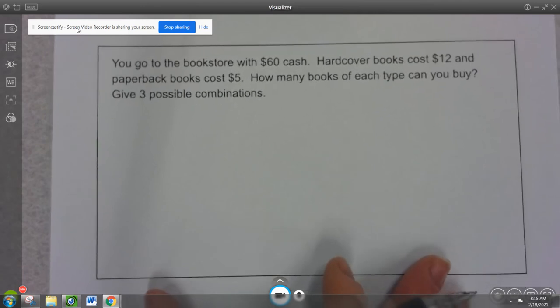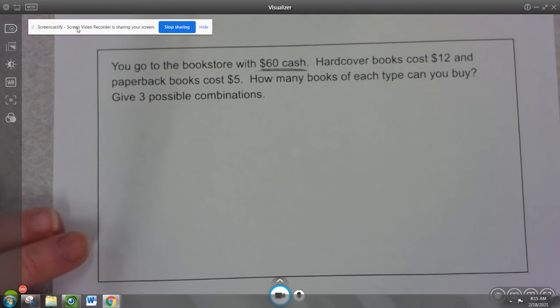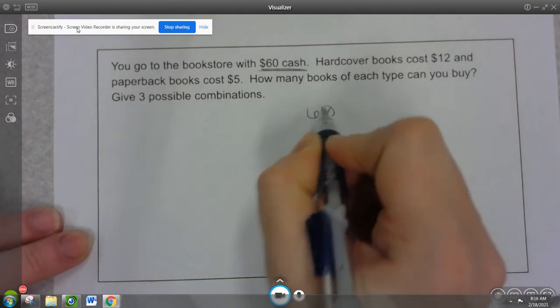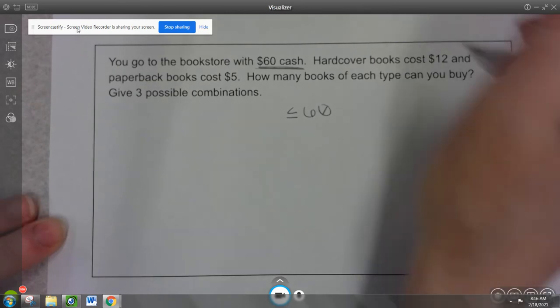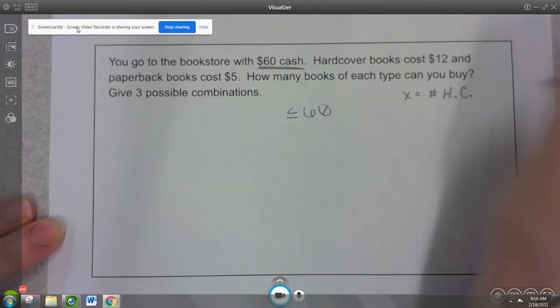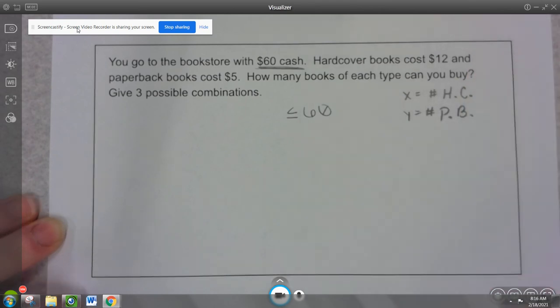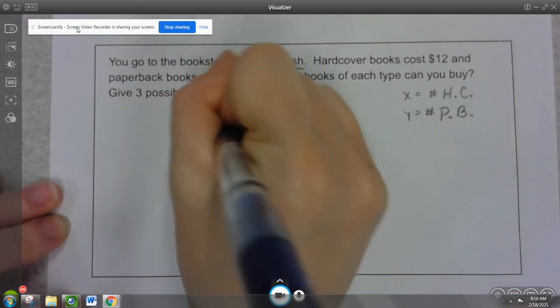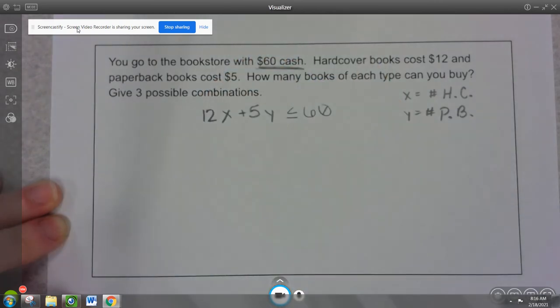All right, last one. We're going to a bookstore. We have $60 in cash. If I'm only going to the bookstore with cash, I cannot spend more than $60. That's the most. I could spend all 60, but I can't go over. So we're going to make X the number of hardcovers and Y the number of paperback books. So $12 per hardcover and $5 per paperback, and I can't spend more than $60.